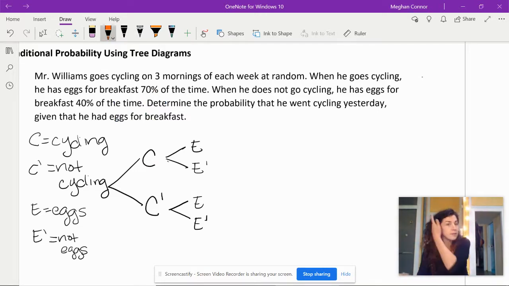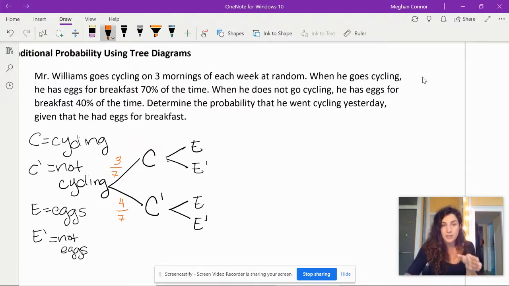Mr. Williams goes cycling on 3 mornings of each week. How many mornings are there in each week? There's 7. So if he cycles on 3 of them, that means 3 out of 7 he's cycling. So in our tree diagram, the probability is 3 out of 7. And then the rest would be 4 mornings he does not go cycling, so 4 out of 7 would be your other probability.